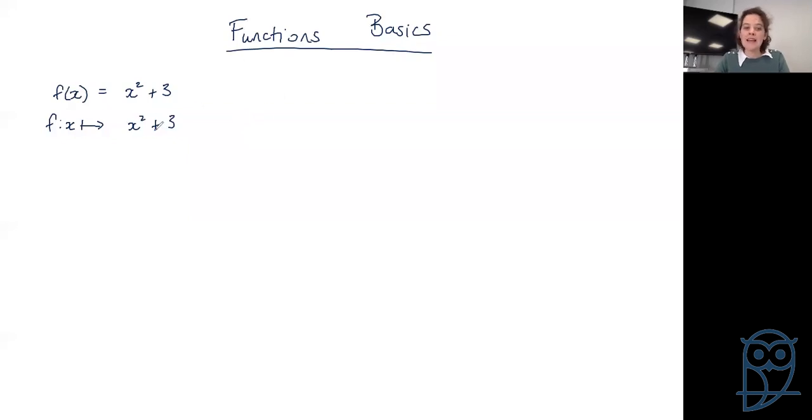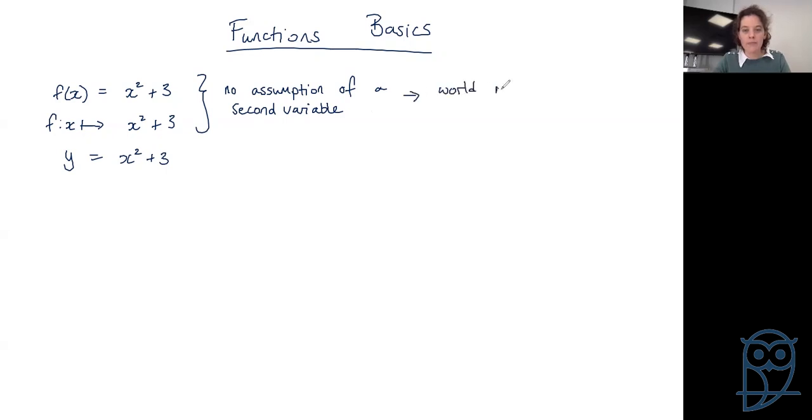These are actually exactly the same as saying y equals x squared plus 3. But in this case, we're not assuming a second variable. Okay? We're relating only to x. Okay? In this case here, we're linking two variables.